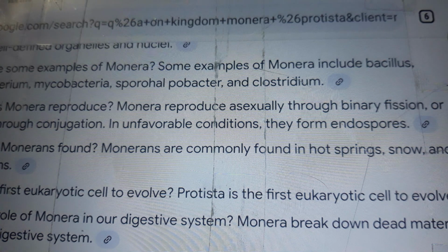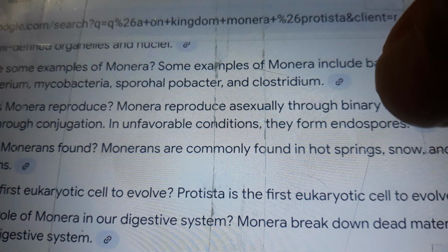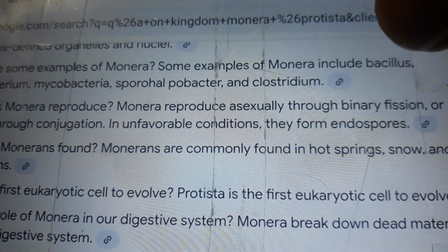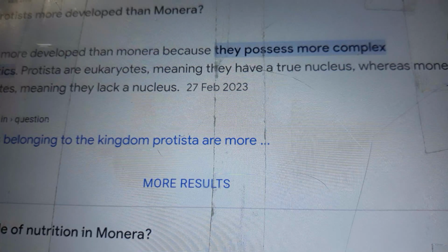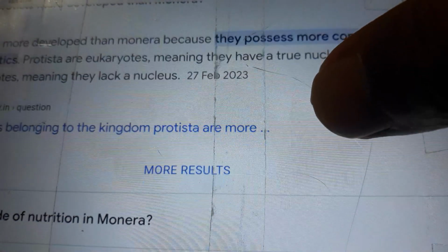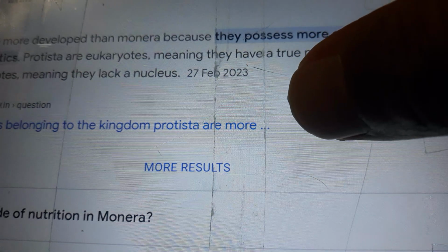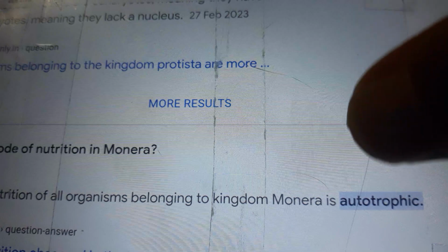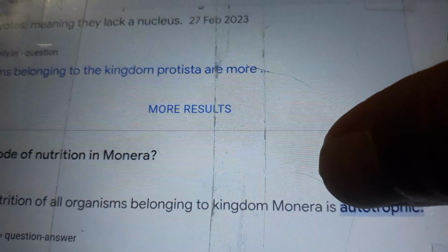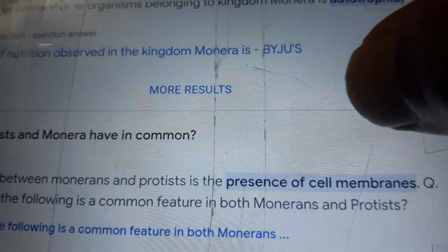Protista is the first eukaryotic cell to evolve. What is the role of Monera in our digestive system? Monera break down dead material and food in our digestive systems. Why are protists more developed than Monera? Protista are more developed than Monera because they possess more complex characteristics. Protista are eukaryotes, meaning they have a true nucleus, whereas Monera are prokaryotes, meaning they lack a nucleus. What is the mode of nutrition of Monera? The mode of nutrition of organisms belonging to kingdom Monera is autotrophic.